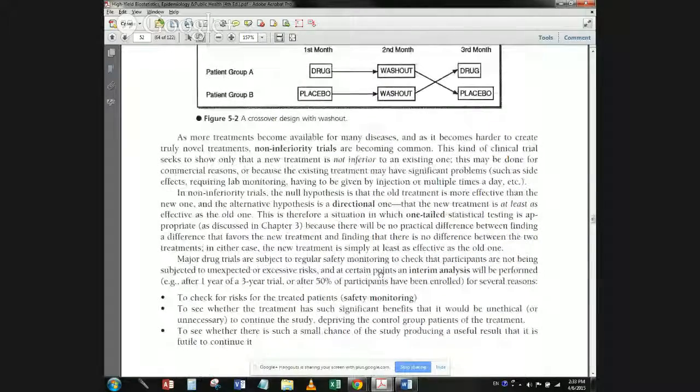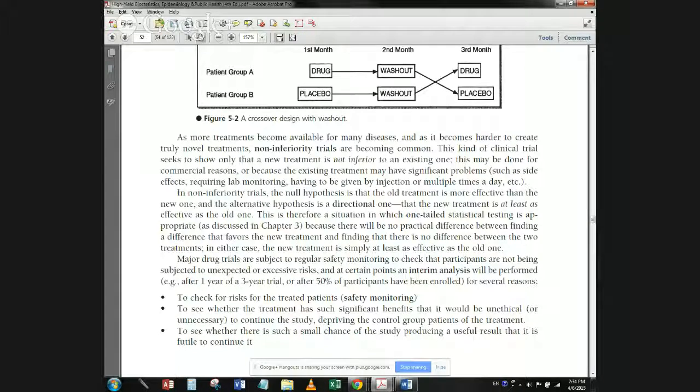As more treatments become available for many diseases, and as it becomes harder to create truly novel treatments, non inferiority trials are becoming common. This kind of clinical trial seeks to show only that a new treatment is not inferior to an existing one. This may be done for commercial reasons or because the existing treatment may have significant problems, such as side effects requiring lab monitoring, having to be given by injection or multiple times a day, etc. In non inferiority trials, the null hypothesis is that the old treatment is more effective than the new one, and the alternative hypothesis is a directional one, that the new treatment is at least as effective as the old one.